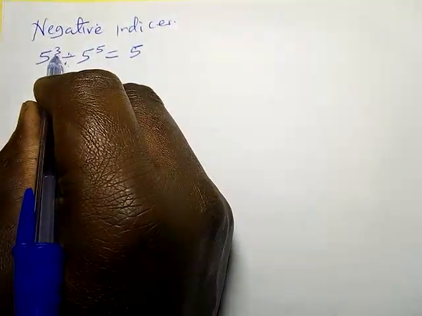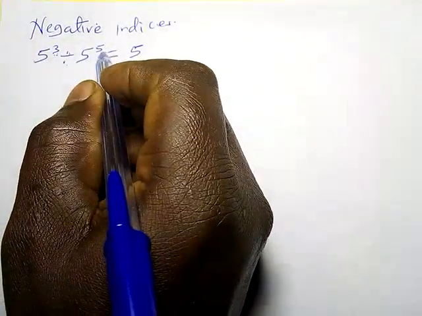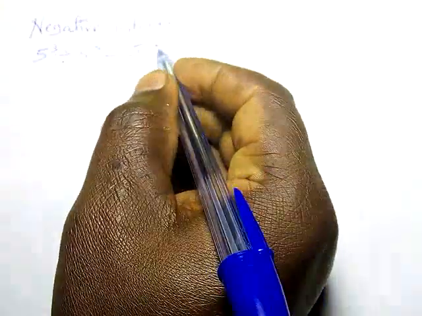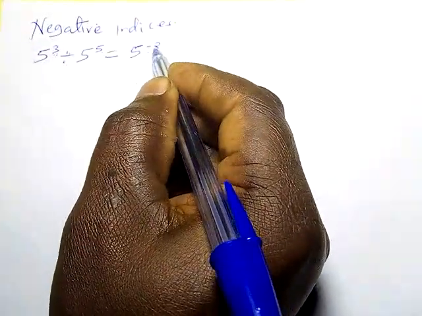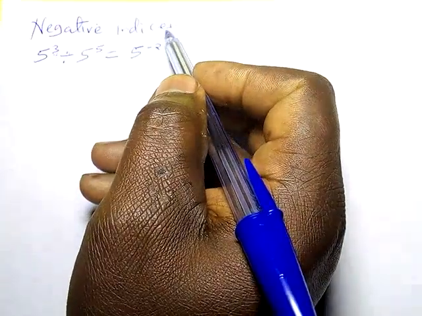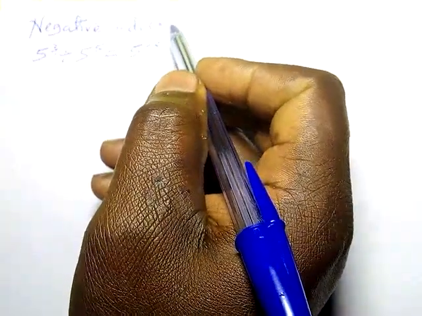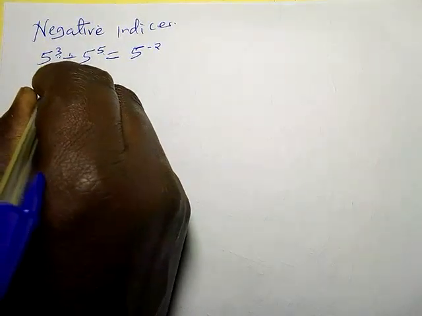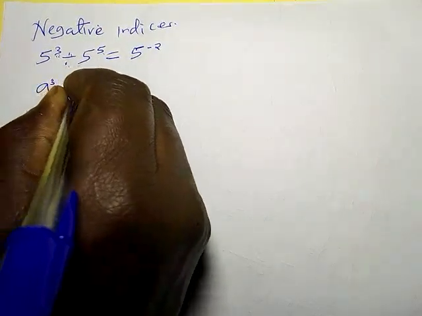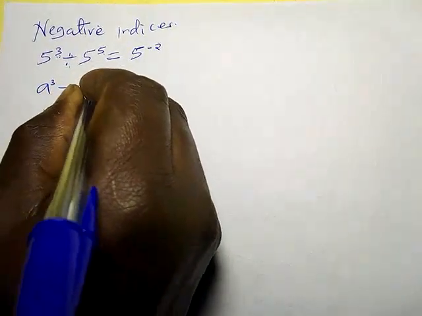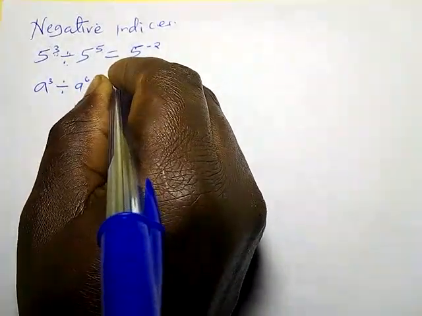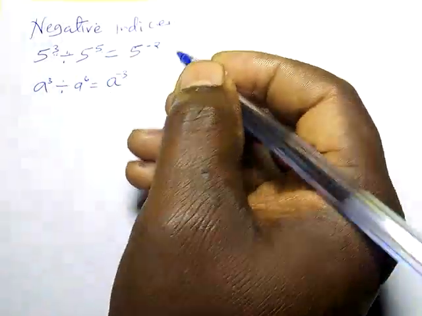We are dividing, so we are going to subtract 3 minus 5. What is the answer? Negative 2. So you see now the power here, the index, is negative. So that's why we call them negative index or indices. So a raised to power 3 divided by a raised to power 6, the answer is a raised to power negative 3.